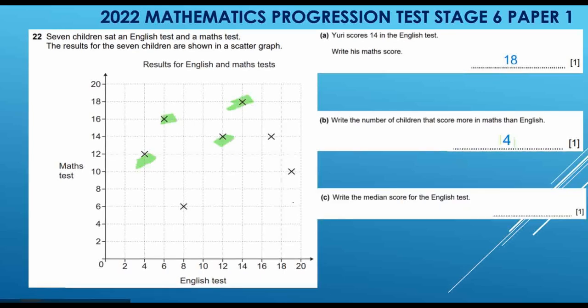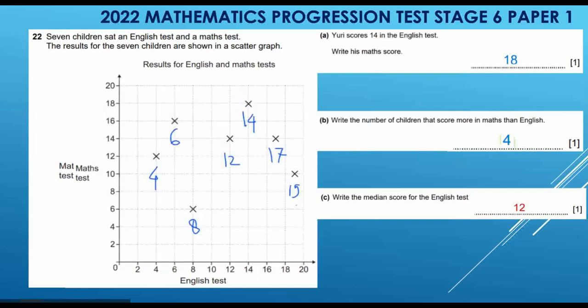Question C. Write the median score for the English test. Have we got the answer? It is 12. To get the median for English, this is the English axis. We see that this is 4, this is 6, this is 8, this is 12, this is 14, this is 17, and this is 19. That is the score for the English test.